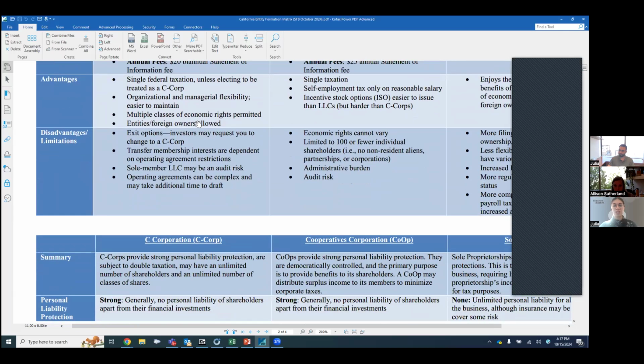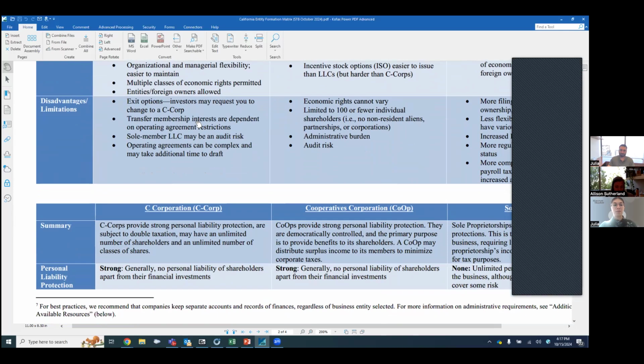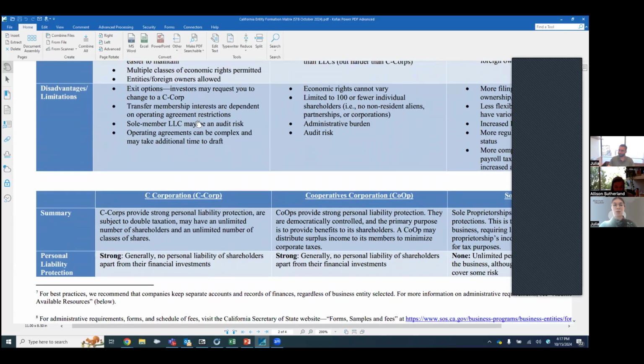And so, just some advantages of LLCs again: single federal taxation, unless you elect to be treated as a C corporation. There's organizational and managerial flexibility, like we talked about, and then multiple classes of economic rights are permitted, and entities and foreign owners are allowed. The disadvantages for LLCs, there are some exit option issues. So investors may request that if you would like to exit or no longer partake in the LLC structure, that you change to a C corporation, which I'll talk about next.